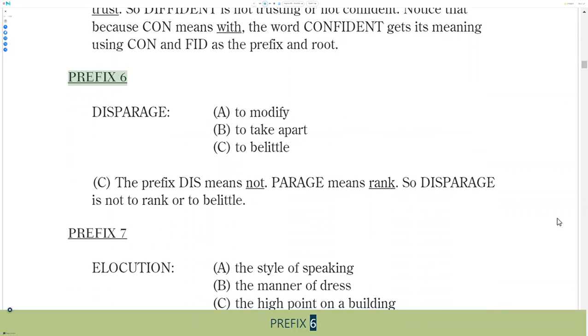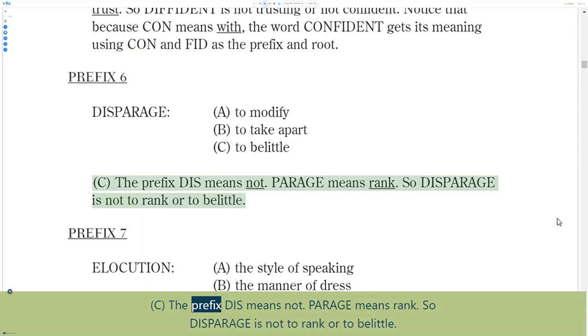Prefix 6. Disparage. A. To modify. B. To take apart. C. To belittle. C. The prefix dis means not. Parage means rank. So disparage is not to rank or to belittle.